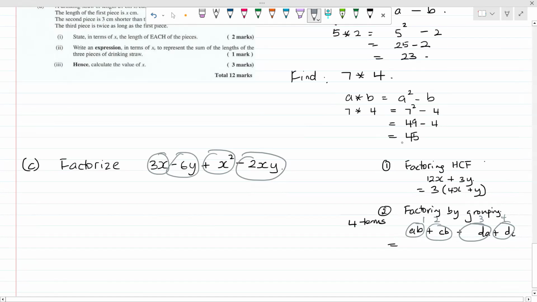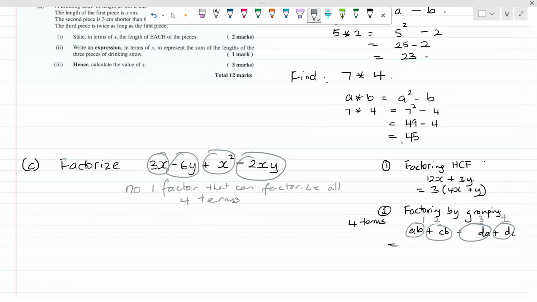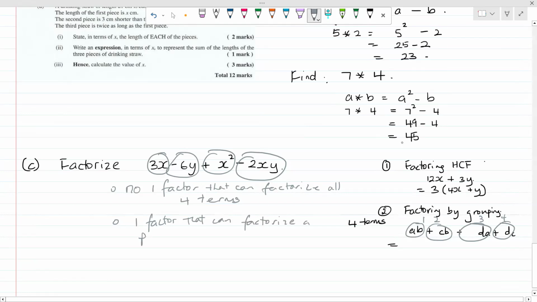Another hint when you're factoring by grouping is that there's no one factor that can factorize all 4 terms. Can you find one number that could go into all of these or one letter that could go into all of them? No. Right? The other distinguishing feature is that you could find one factor that can factorize a pair. Right? And that's where it's getting interesting.